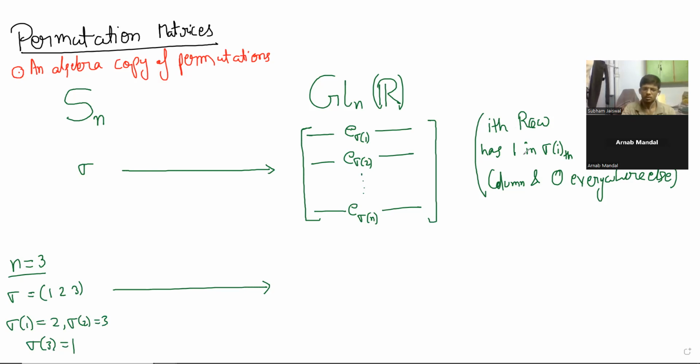First row has 1 in the second position, so the second column will be 1. And 0 everywhere else. And then for sigma(2), the second row has 1 in the third column. And the last row has 1 in the first column. Very good. That is it.